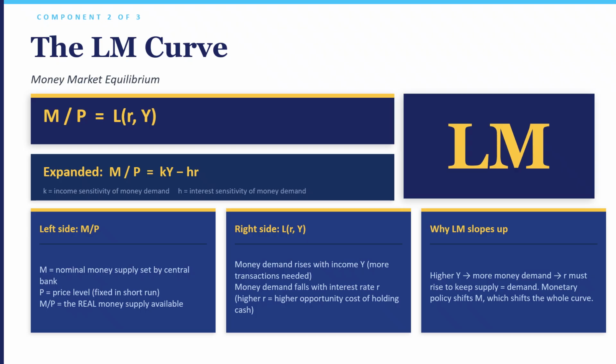If income were to rise, money demand would rise, which creates upward pressure on the interest rate to choke off some of that demand. And that's why you see LM sloping upwards as you move to the right. Monetary policy shifts the whole curve to the left or the right, because monetary policy is just increasing or decreasing the money supply, which is M. So increasing or decreasing that will shift the whole curve instead of sliding along the curve.